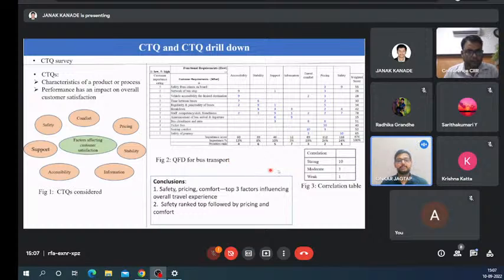Now on the right hand side, in figure number two, we can see a kind of table called quality function deployment, which is a kind of statistical tool. Have you taken a survey, Omkar? Yes, sir, based on that only we have done this. Okay. Based on that QFD, we found that three factors were most important as per the consumers of the service, the passengers. These were safety, pricing, and comfort, with safety ranked highest, then pricing, and then comfort.